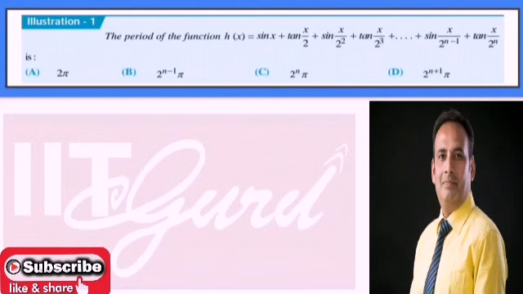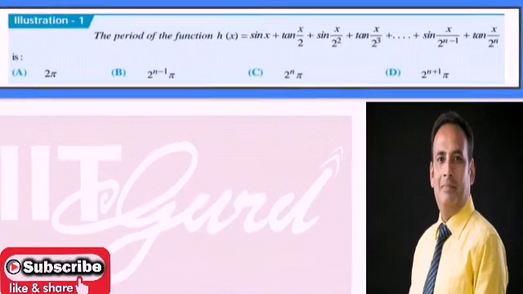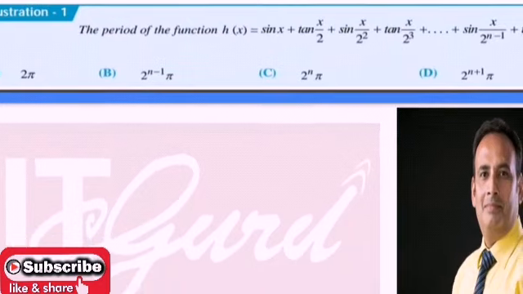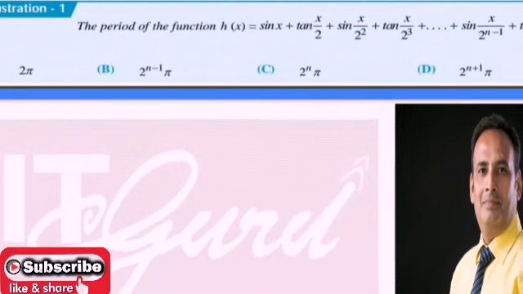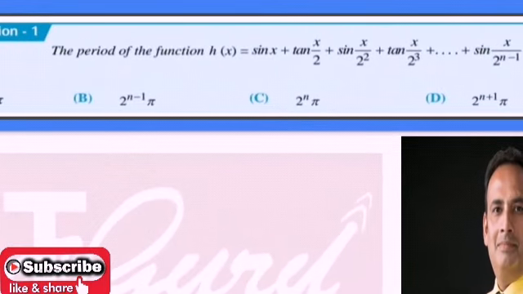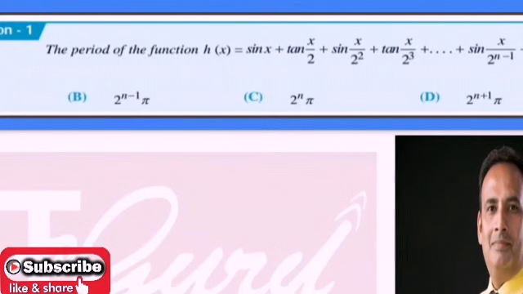Illustration number 1. The period of the function h(x) equal to sin x plus tan x by 2 plus sin of x upon 2 square and tan of x upon 2 cube, plus sin of x upon 2 to the power n minus 1 and plus tan of x upon 2 to the power n. You have to find the period. Options are 2 pi, 2 to the power n minus 1 pi, 2 to the power n pi, and 2 to the power n plus 1 pi.